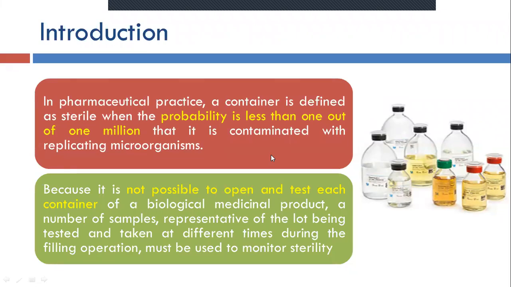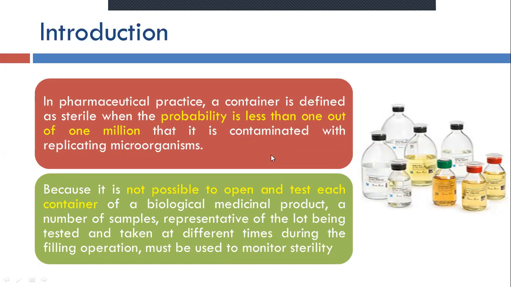So not even a single unit will be contaminated out of that 1 lakh. But for practical terms, we use this particular word. That is what we call the sterility assurance level: the probability of less than 1 unit contaminated in 1 million. Because it is not possible to open and test each container of the biological medicinal products, a number of samples, representative of the lot being tested and taken at different times during the filling operations, must be used to monitor the sterility.